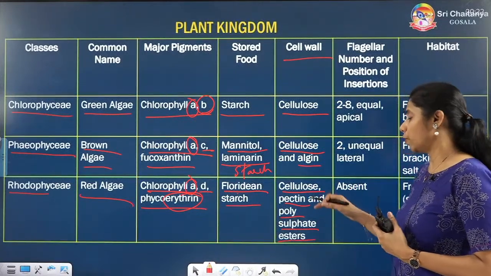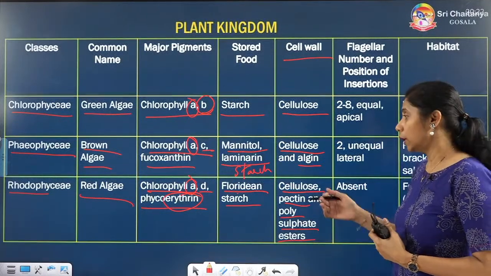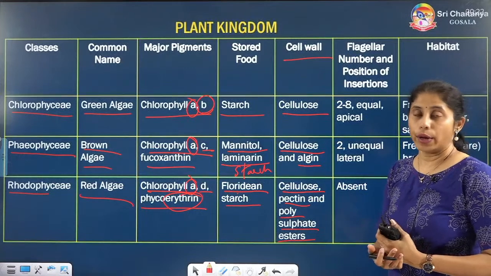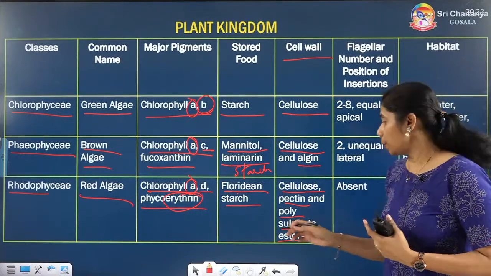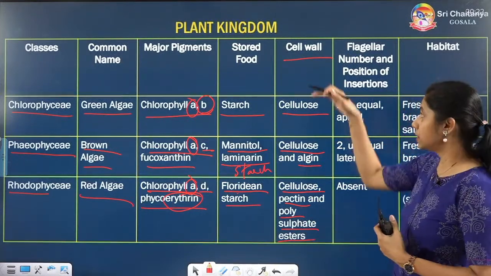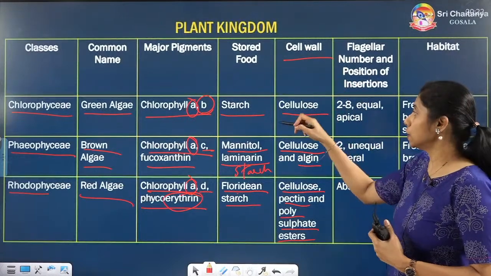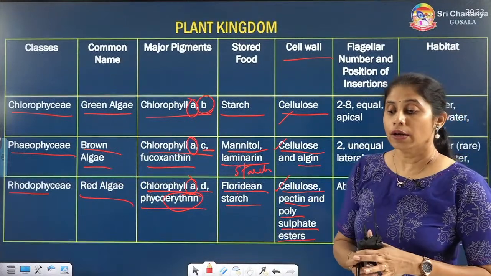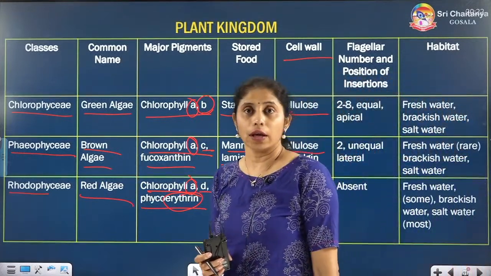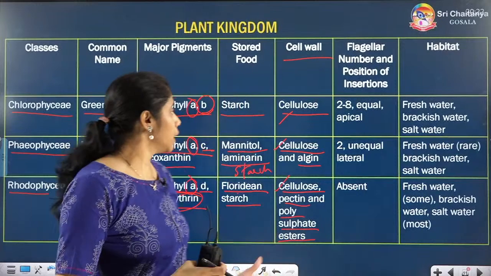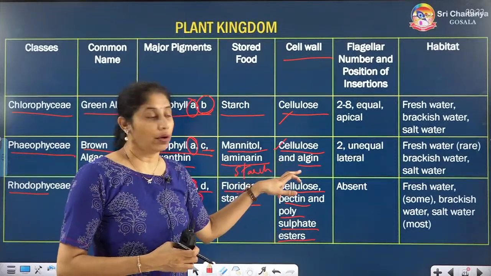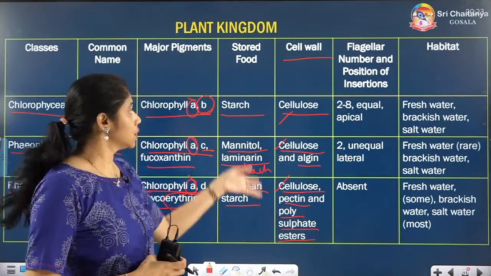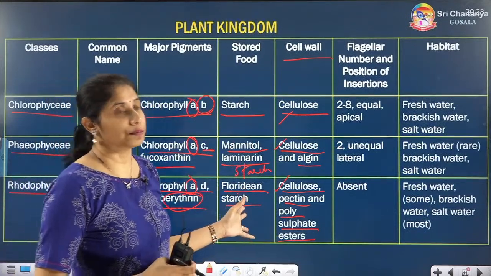Different types of polysulfate esters will be there, that you will be learning later, like carrageen, agar. These are all polysulfate esters. Basically in all the algae, cellulose is common. If you see here again, which is the common material in the cell wall of all algae, cellulose. Different materials: algin in case of brown algae, pectin and polysulfate esters in red algae. This is how you are going to learn the cell wall.